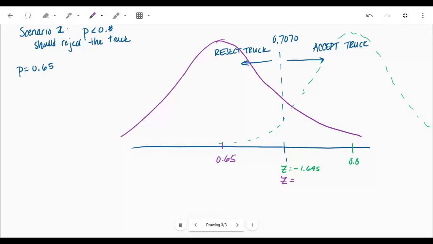On that purple curve, that same cutoff would be z equals 0.7070 minus 0.65 over the square root of 0.65 times 0.35 over 50, which is 0.8443.